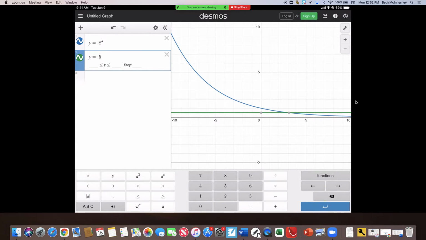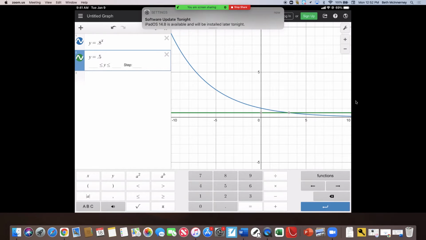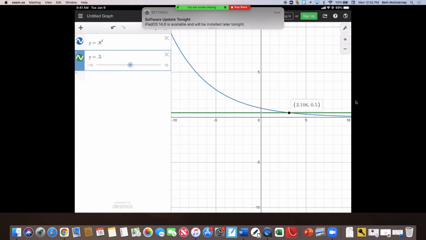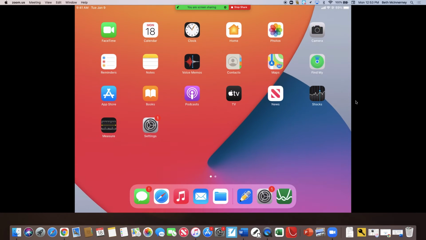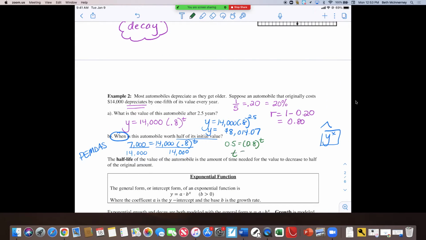It's like plotting the left side and then the right side. The left side was 0.8 to the t, and you could have used the letter t, that would be fine. And then look, this is at 3.106. On the graphing calculator, if you're using the graphing calculator, you press menu and then analyze, I think is number 6, and you should see intersect. But for our purposes, t is about 3.1 years. That's not very long, is it, to go half the initial value?